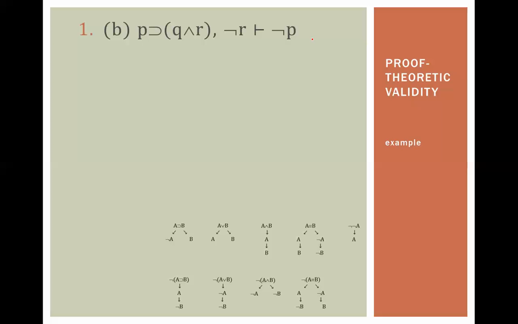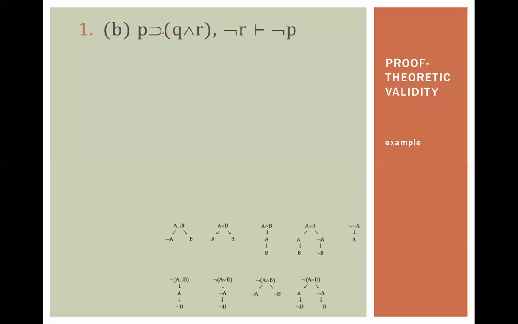Alright, the next one is if P, then both Q and R, and not R, then not P. We're going to see if this is valid. So we're saying if you have this statement that if you have P then you have Q and R, both Q and R, and you also know that you don't have R, then you know that you can't have P.